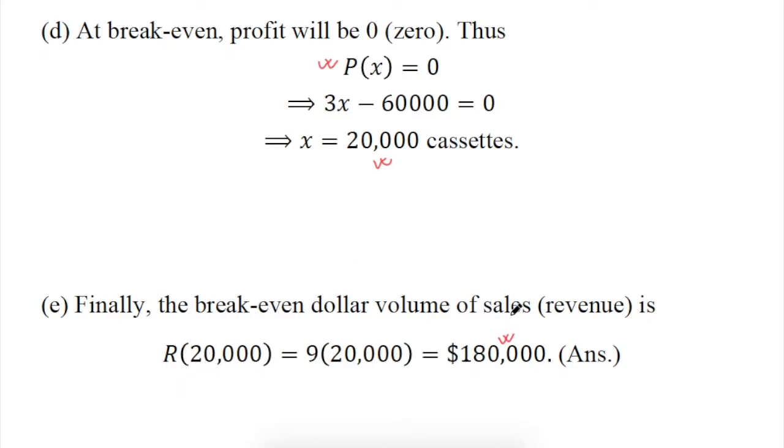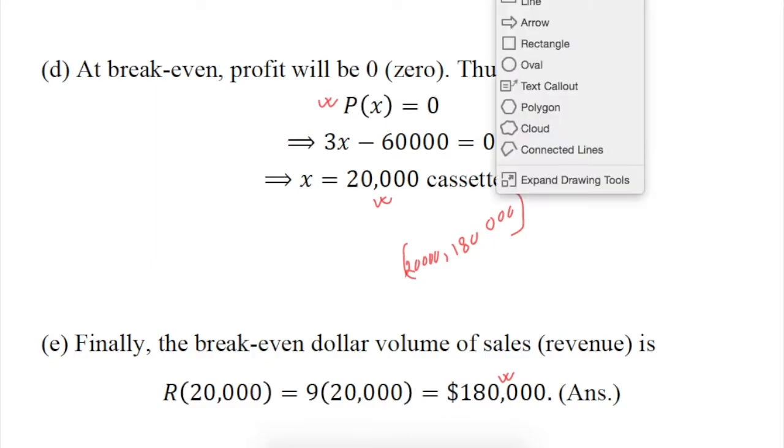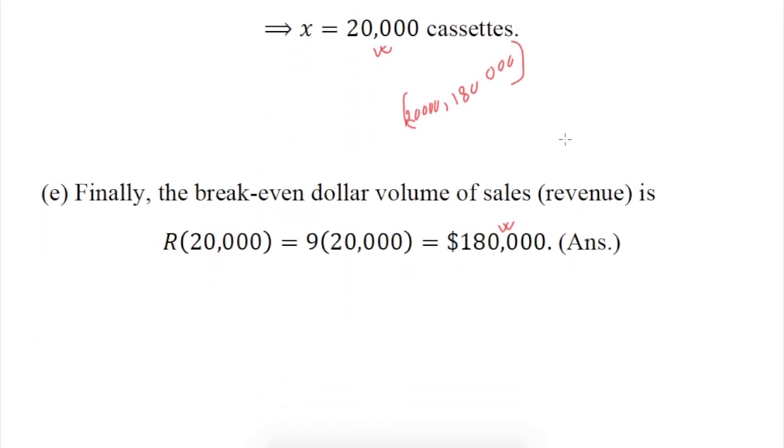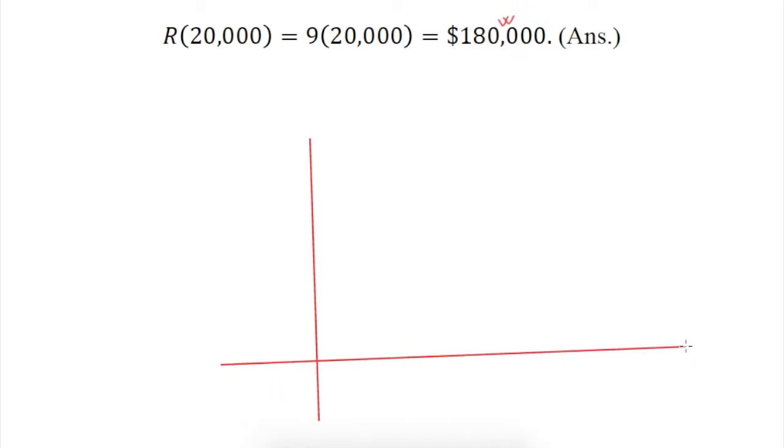So in this problem, the break-even point will be 20,000 comma 180,000. So this one will be your break-even point. So let me draw the break-even chart quickly. Just a quick draw will be fine, I think, for all of you.